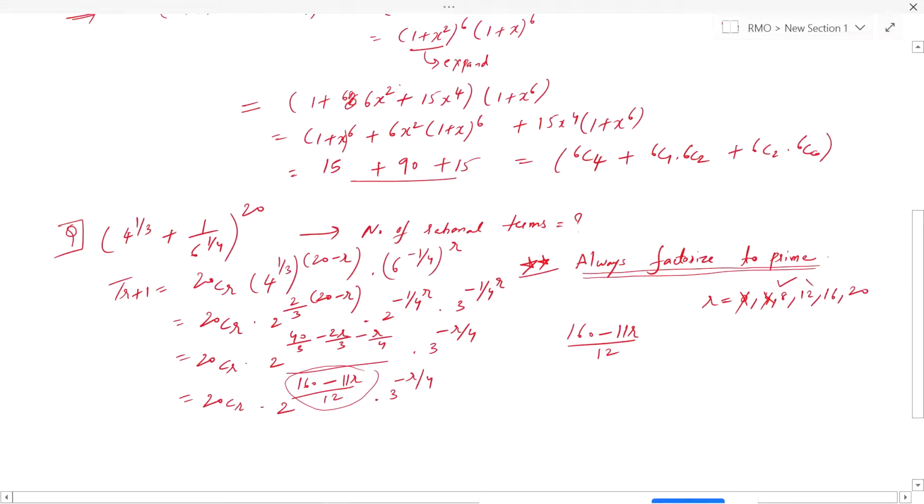No. And 16, 20, is either of them? No, neither of them. 20 also isn't coming, one minute, maybe 20 should come. Minus 11 times 20 by 12, 1 second. 220, minus 60 by 12 is coming, minus 5, an integer term. So 12, so there are two rational terms.